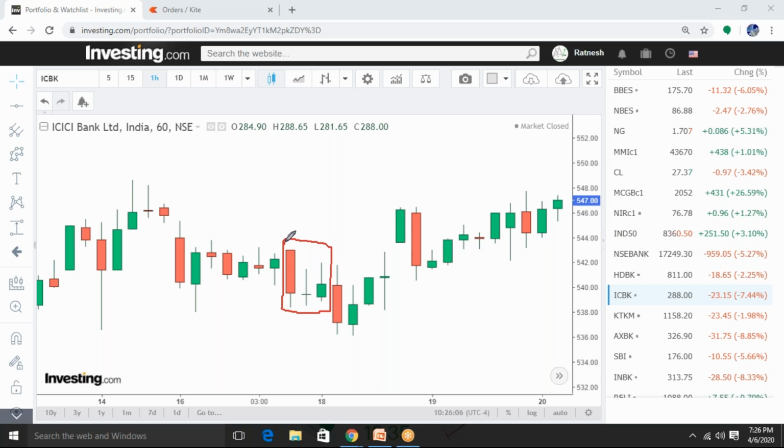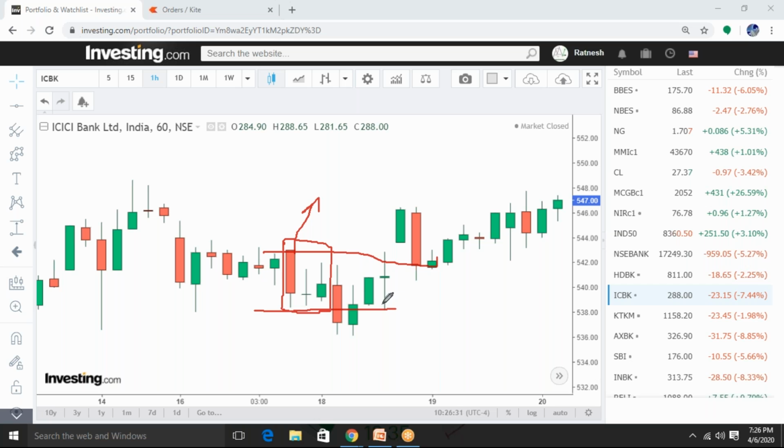In a morning star, we have to take the trade at the high of the third candle. So there are two criteria to take the trade. The first criterion: you can wait for the break of the high of this candle, and with a stop loss of this. So this is the first condition.